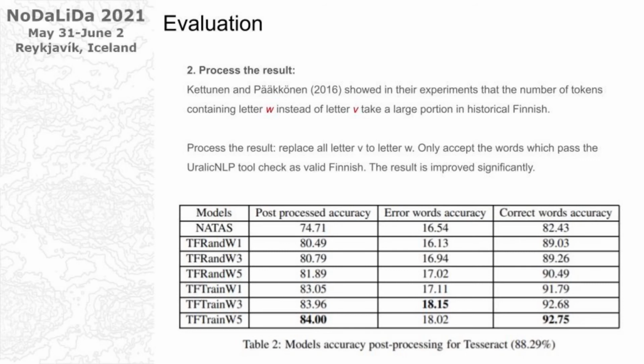After that, only the words that pass the Uralic NLP tool check are accepted. And we can see the result is improved significantly. But in the case of the Tesseract OCR method, where the accuracy of the OCR text is very high, which is 88%, the model is able to fix the error words, but it also gives some wrong predictions on the already corrected words. So the accuracy in general is 84%, which is less than the 88% of the original text.